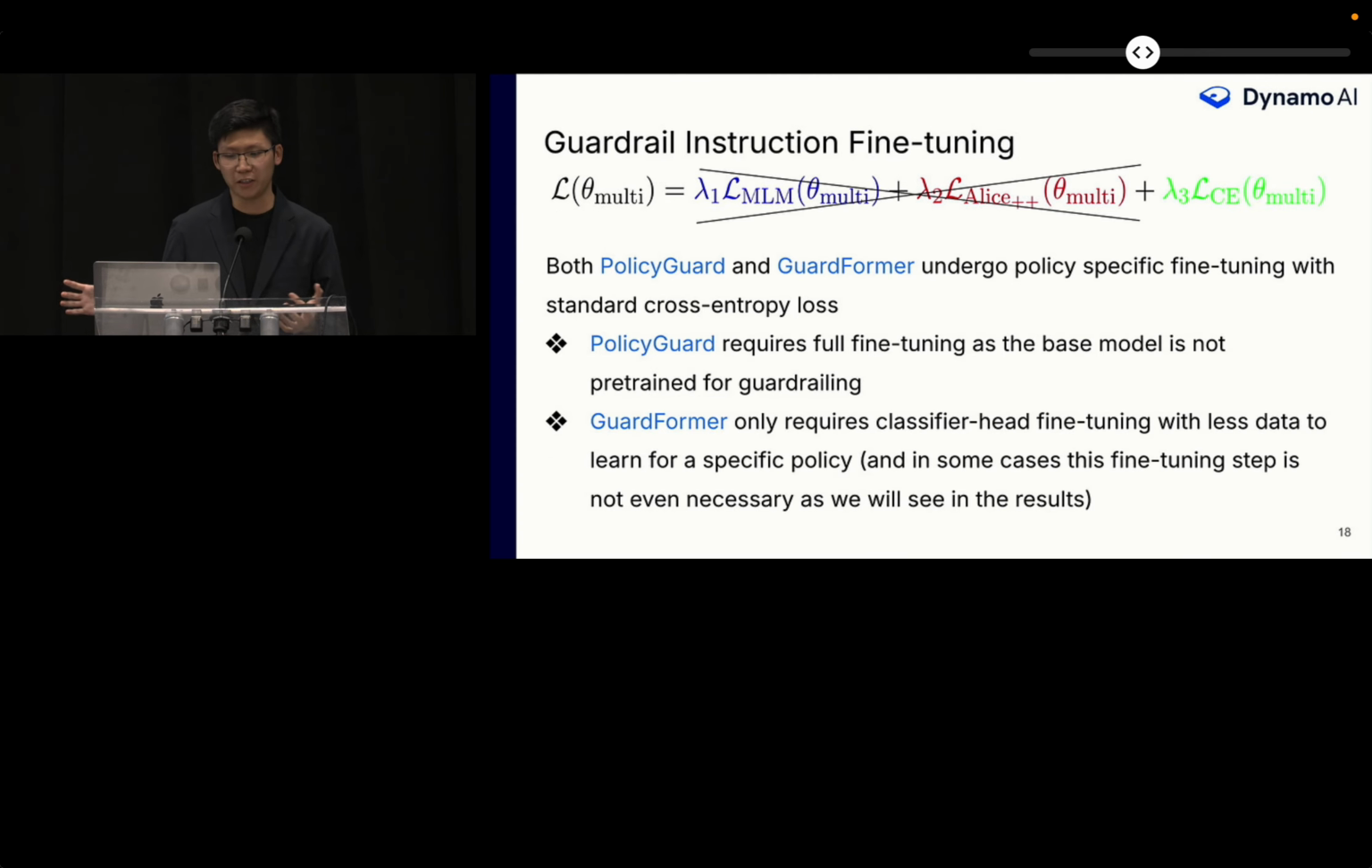During the fine-tuning phase, we eliminate the first 2 tasks, and we only focus on the cross-entropy classification task. And we found that during this fine-tuning phase, we have 2 different approaches. One we call PolicyGuard, which fine-tunes the full model. And then Guardformer is the one that only uses the classification head and only fine-tunes that layer. And I have some results later to talk about the differences.